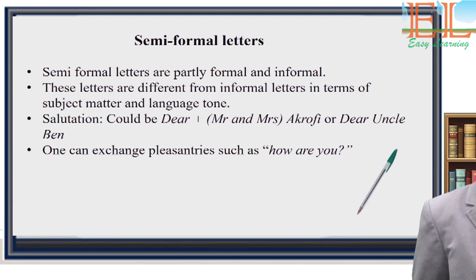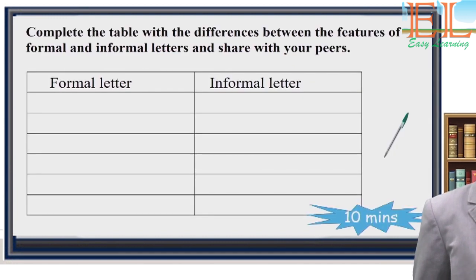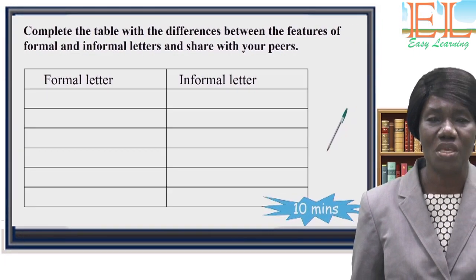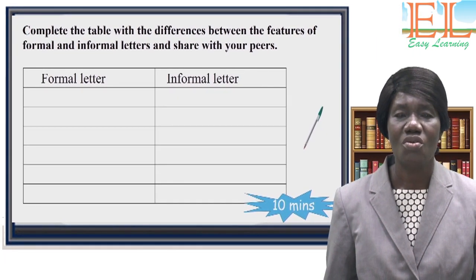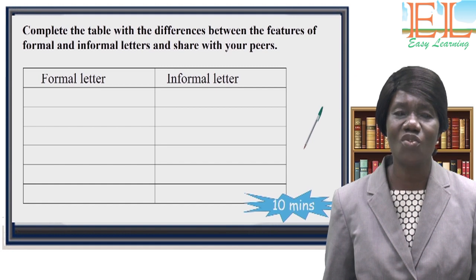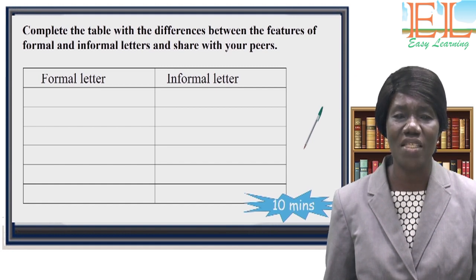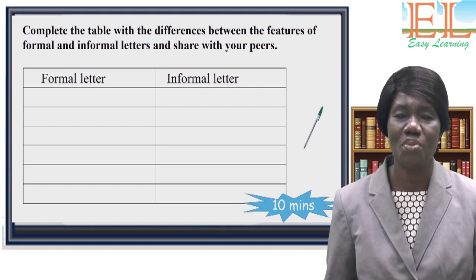Now, my learners, right now that we have gone through all these things, normally we have two block letters. It could be formal or it could be informal. I want you to complete this table for me. Right now, write the difference between features of formal and then informal letters and share with your peers.